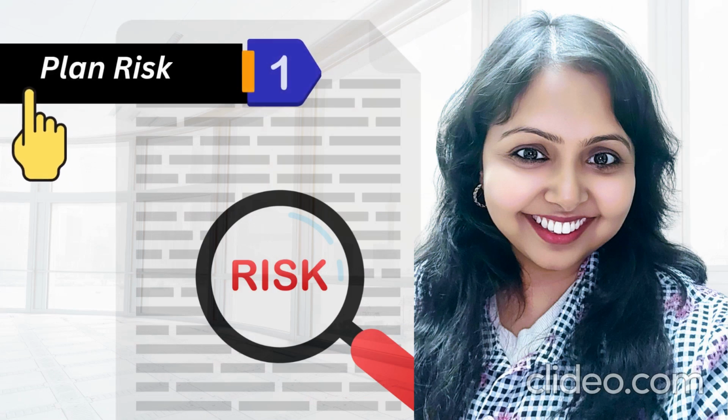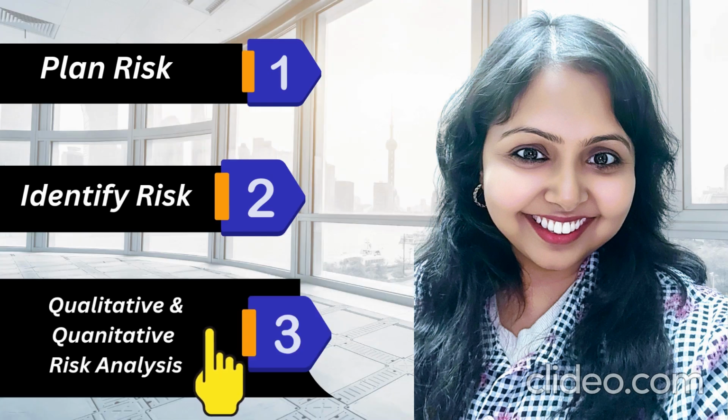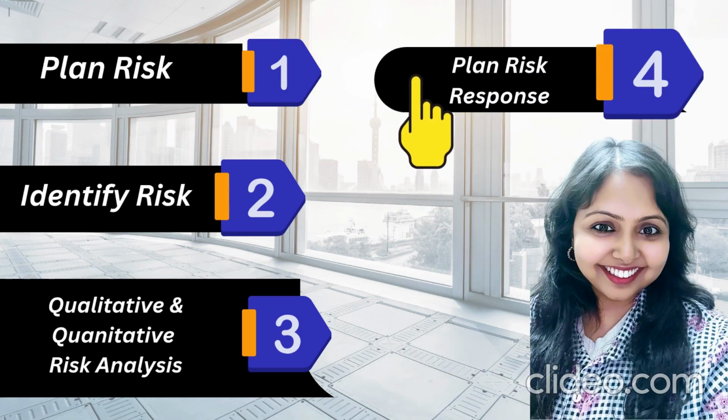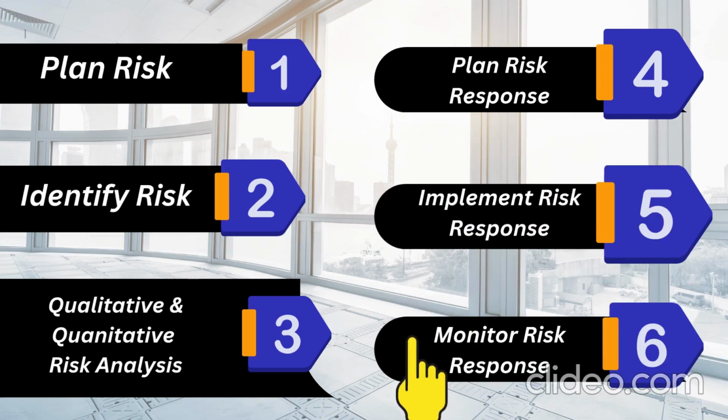In part 1, you have already learned the basics of risk management. So in this video, we will take the discussion ahead and learn how to actually do risk management. The steps of risk management can be done in the following steps. Step 1, plan risk. Step 2, identify risk. Step 3, qualitative and quantitative risk analysis. Step 4, plan risk response. Step 5, implement risk response. And the last one, step 6, that is monitor risk response.